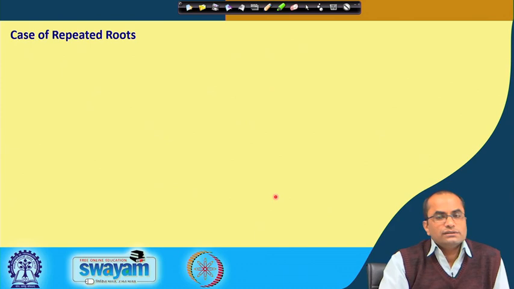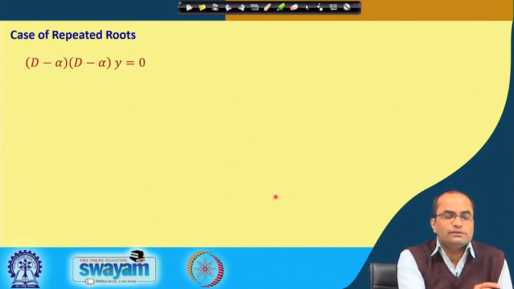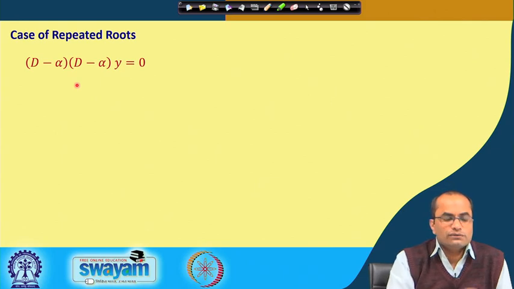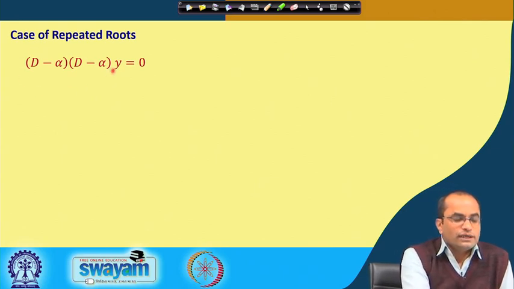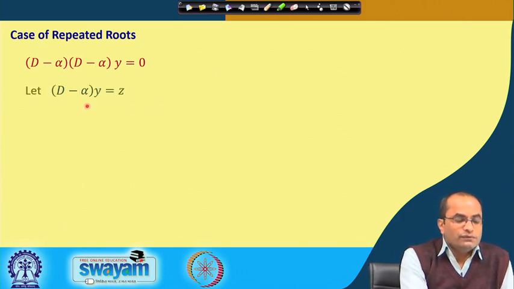Next, we will discuss the case of repeated roots, what will happen if we have repeated roots, and again we will consider the case of the second order differential equation. In this case, we can factorize the differential part with d minus alpha, because we have now considered the same root alpha. And now we will use a trick here.